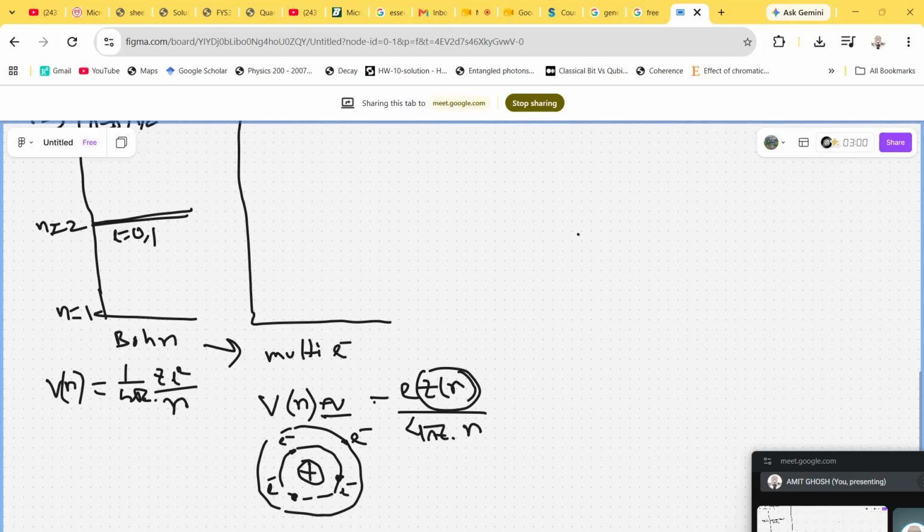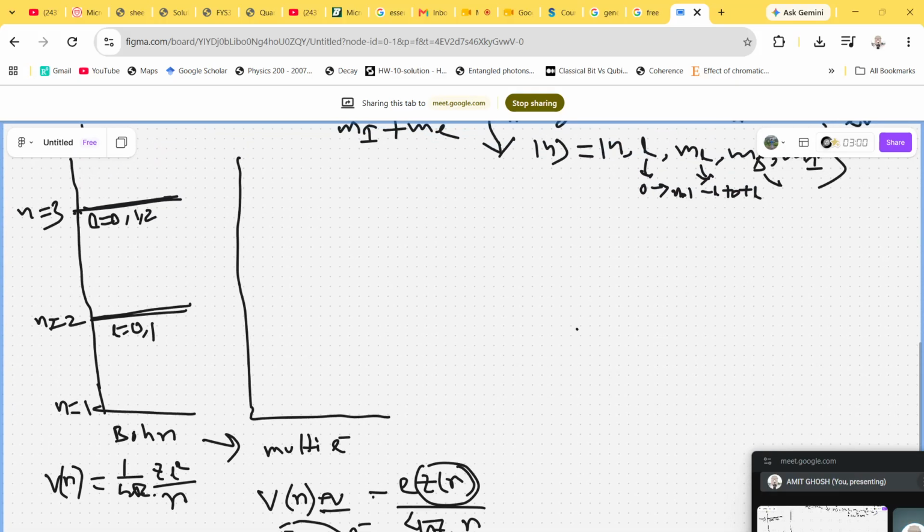And that will lift one degeneracy, and because of that the eigenvalues of H will depend on n as well as l. So you go to a multi-level system now. So E now depends on n and l.